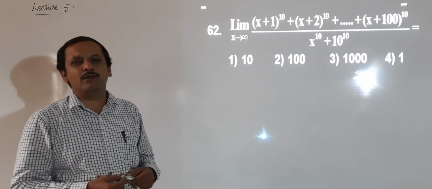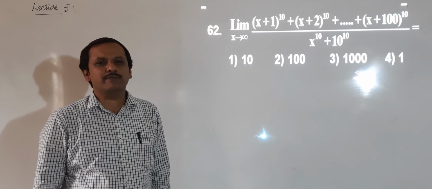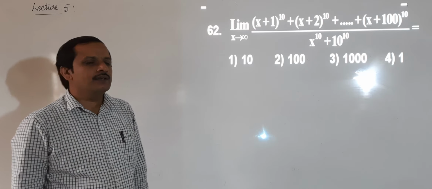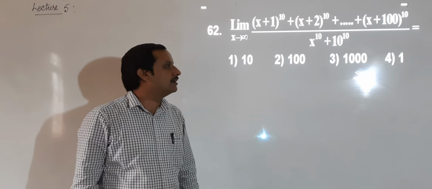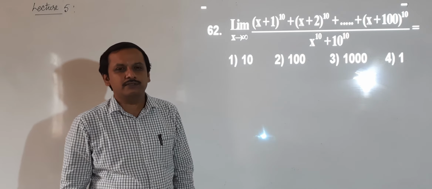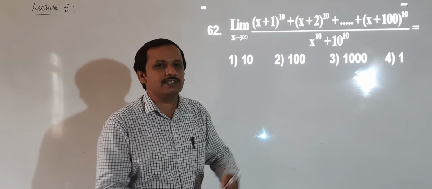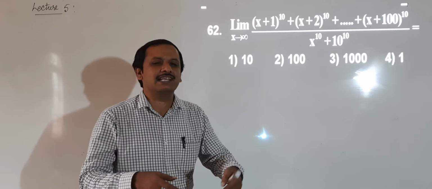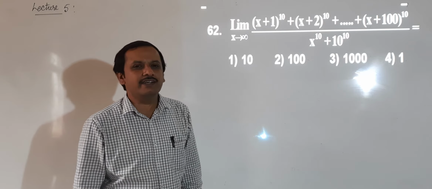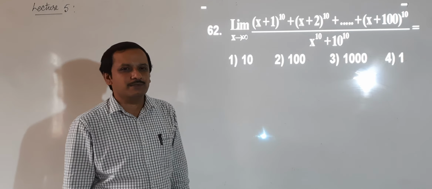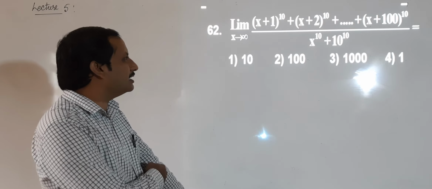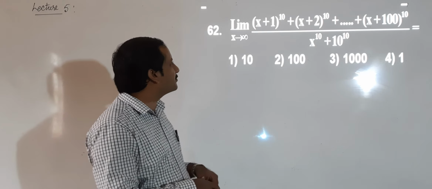If I expand x plus 1 whole power 10 by using the binomial theorem, how many terms will be there? You know how to expand, right? If I expand it, there will be 11 terms. And if I expand the second term, that will give you another 11 terms. In that way, there are 100 such expansions, and each expansion contains 11 terms. So 11 into 100, you are going to get 1100 terms. And I don't have that much space to write all this here. So we should find out another way of solving this problem, right?